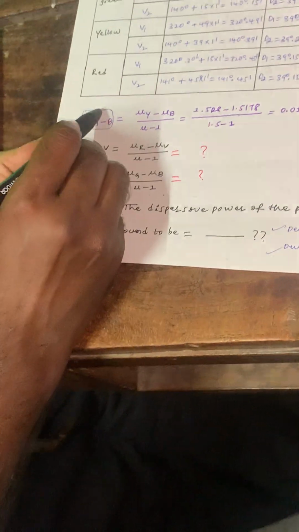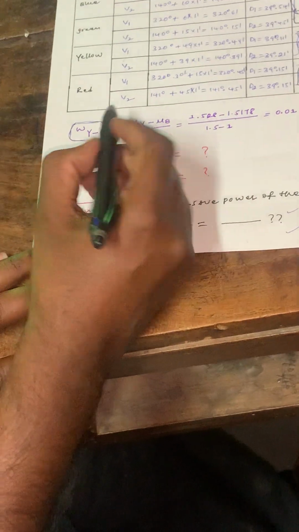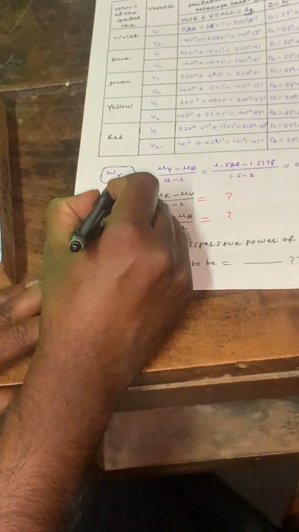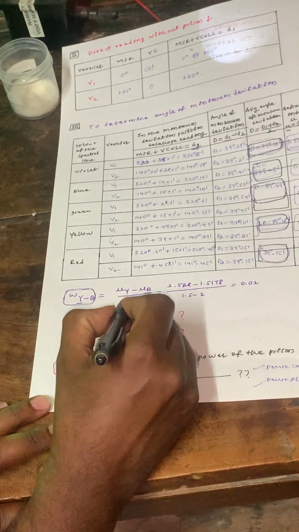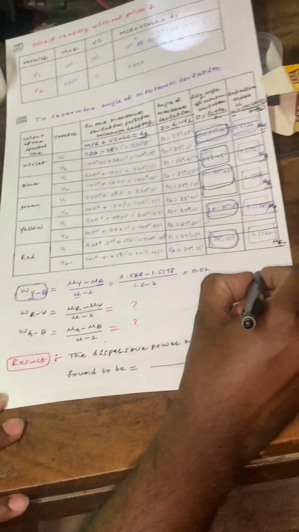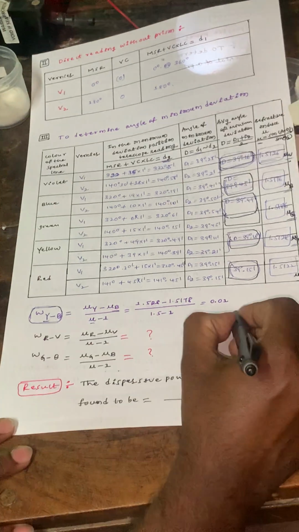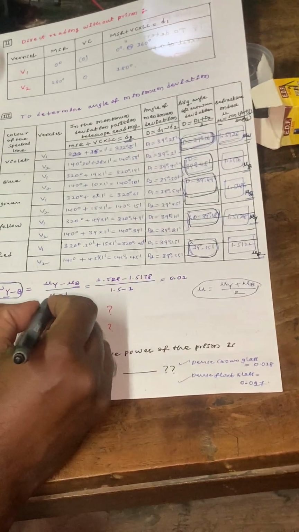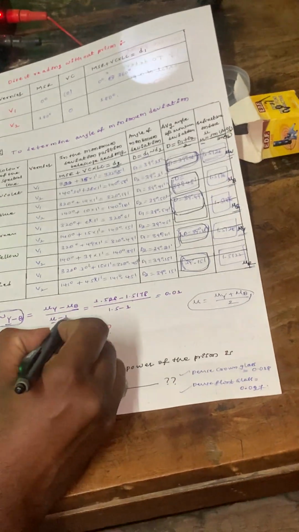Now, what is our ultimate goal? We need to calculate the dispersive power of the prism. In between two colors you have to find it. So the violet color refractive index minus the blue color refractive index, divided by mu minus 1. What is the mu? Here the violet color refractive index plus the blue color refractive index divided by 2, that is the average value. You are going to get it as mu minus 1. So mu v minus mu b is divided by mu minus 1.